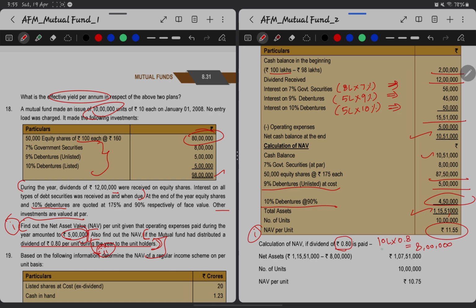So if it is distributed, then our cash balance will reduce to that extent, because out of 10 lakh 51,000 dividend issued to the unit holders, 8 lakh will get reduced. Hence the new cash balance will be 2 lakh 51,000. Now as we can see, from the total assets, if we directly reduce 8 lakh, will give us the new net assets of 1 crore 7 lakh 51,000, and the number of units is 10 lakh. Hence 1 crore 7 lakh 51,000 divided by 10 lakh will give us the new NAV 10.75.